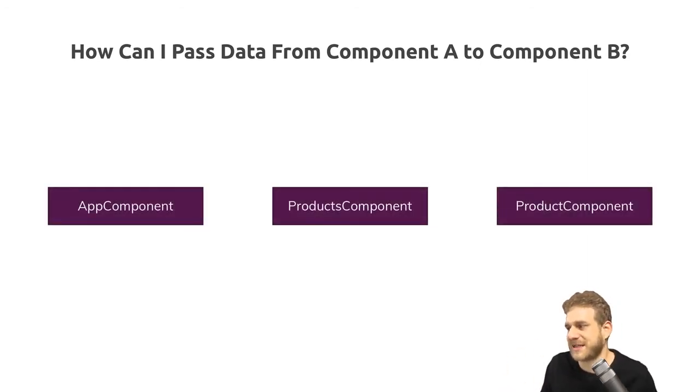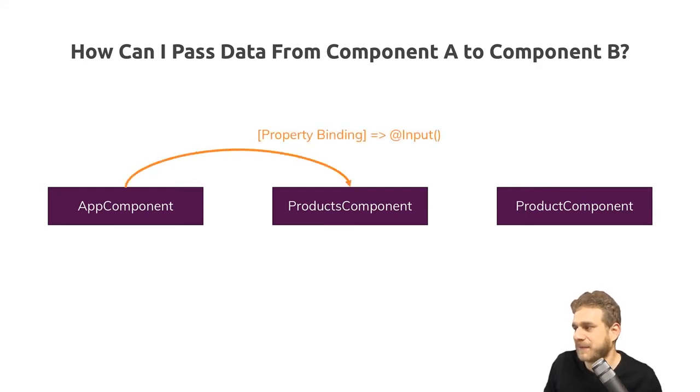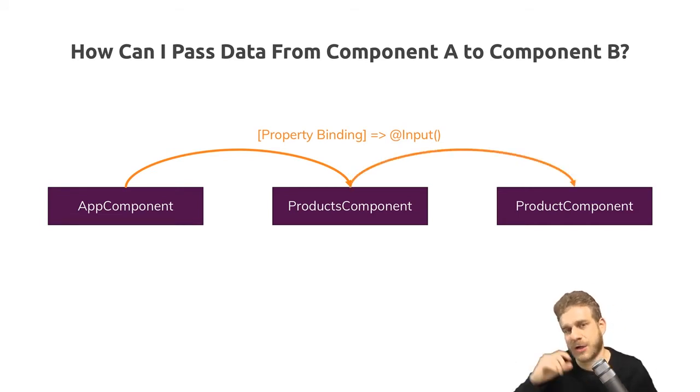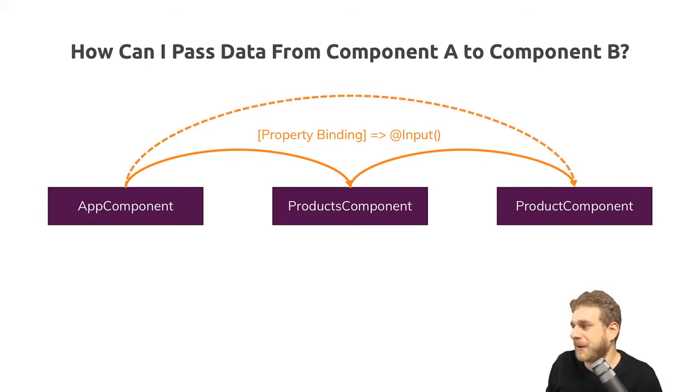So here's a concrete setup with an app component, a products component, and a product component. Now, one easy way to pass data around is by property binding. With that input and so on, you pass data from app component to products component, and maybe then data from products to product component. Property binding is only possible from parent to child component, so only one level at a time. Therefore, reaching out from app component to product component is not possible.